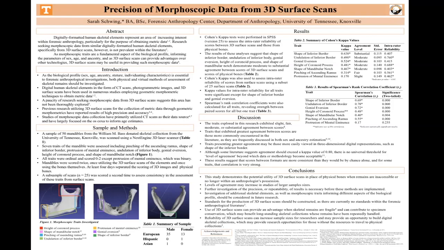3D surface scanners are also a lot cheaper. So in particular, the NextEngine 3D laser scanner, which is what I used for this investigation, starts at about $3,000. So for a forensic anthropology lab, that's much more affordable than a CT scanner, or it's a better option than trying to get access to a CT scanner, especially if you're not a forensic anthropologist working out of a medical examiner's office.